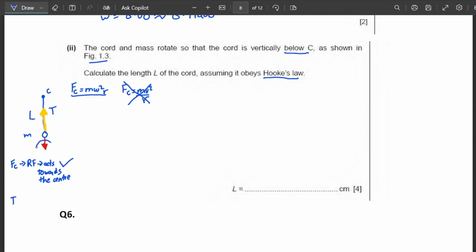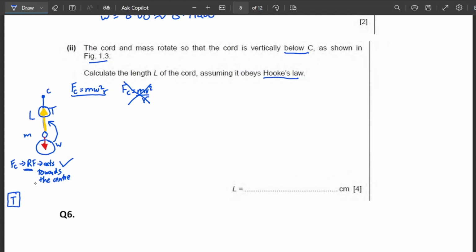Why? Because there's some weight that's acting in the opposite direction, and it's basically going to cause the overall resultant force to reduce. The tension is going to stay the same, but the overall resultant force is going to reduce. This weight is going to cancel out some of the effect of that tension. So the tension is acting towards the center, but it's not the only force.